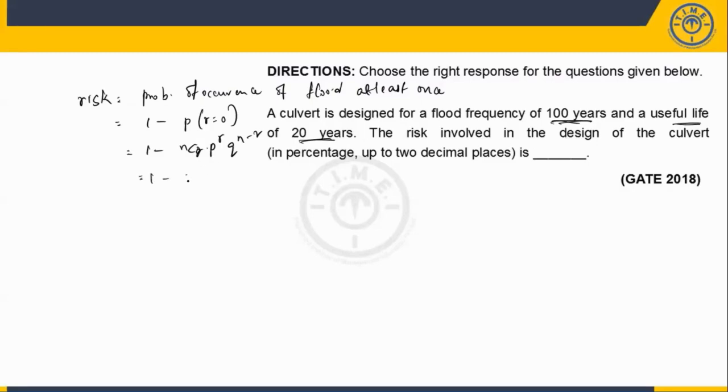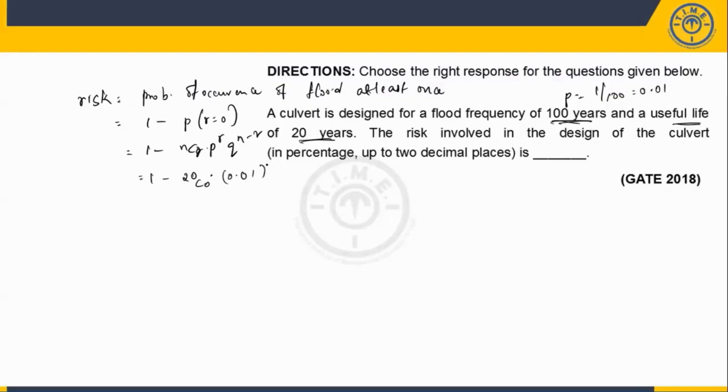N is 20, the number of years of design life. 20C0, p power 0. Anything to the power 0 is 1, right? Into q. P is how much? 1 by T, which is 1 by 100, that is 0.01.